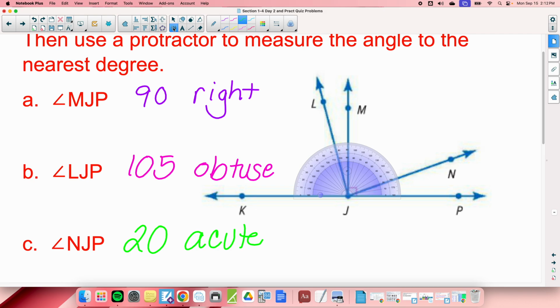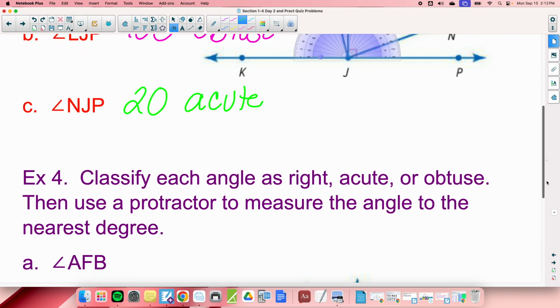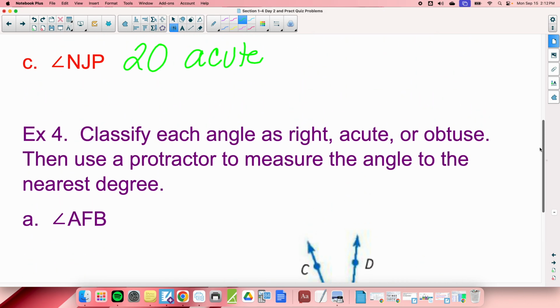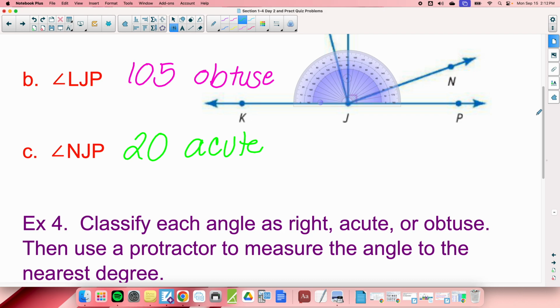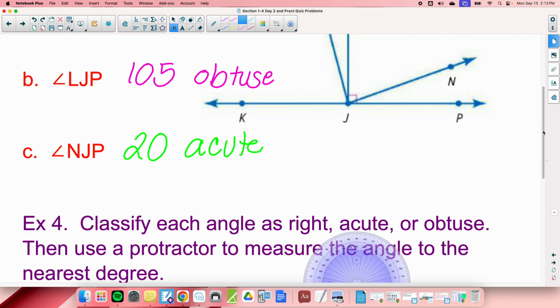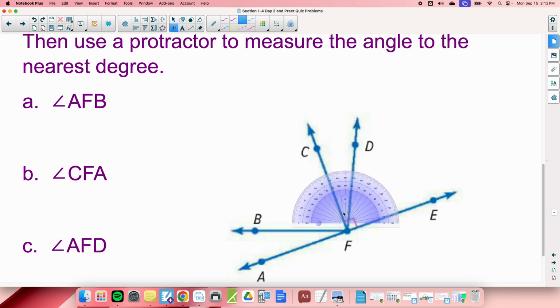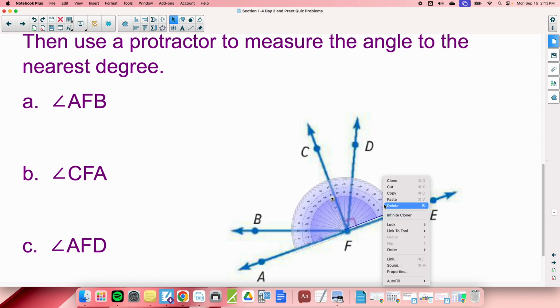All right, now we have this one down here. So take your protractor and line it up again so that where that line comes down in your semicircle lines up right with the vertex of that angle, vertex F. Now, what we're going to do is spin that protractor.